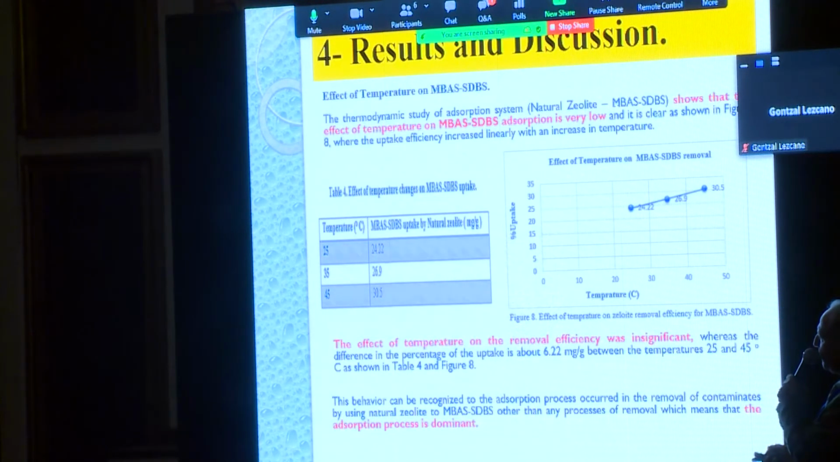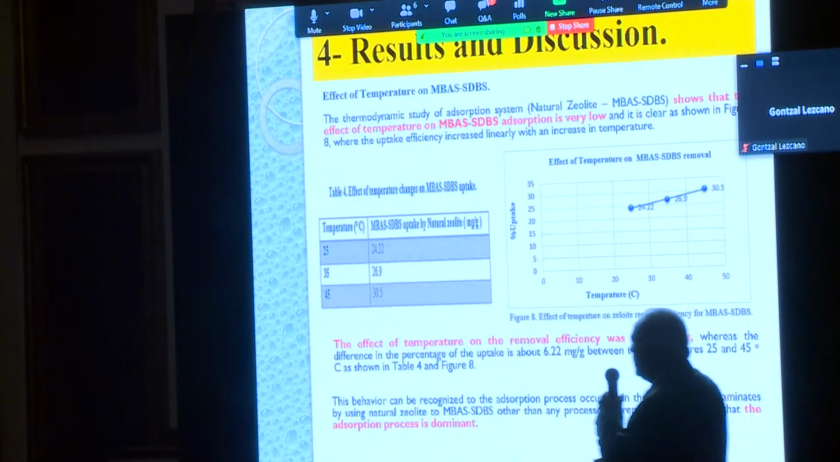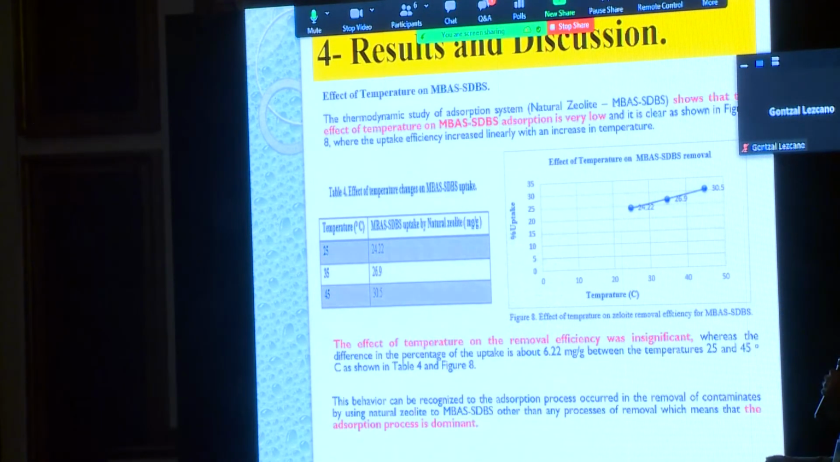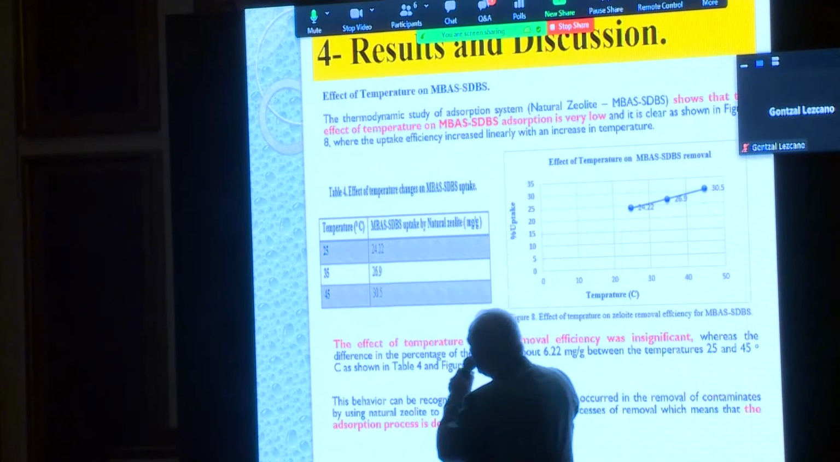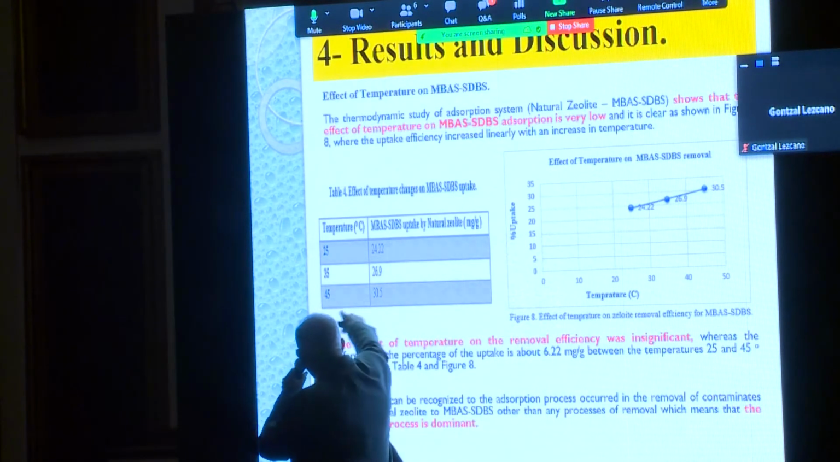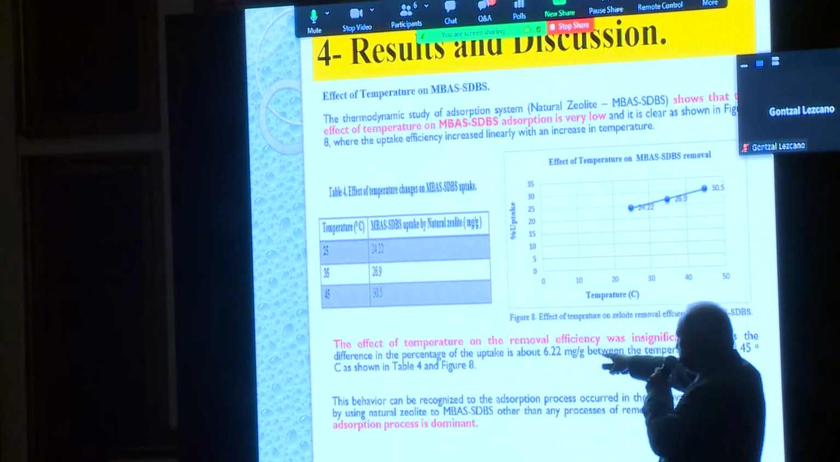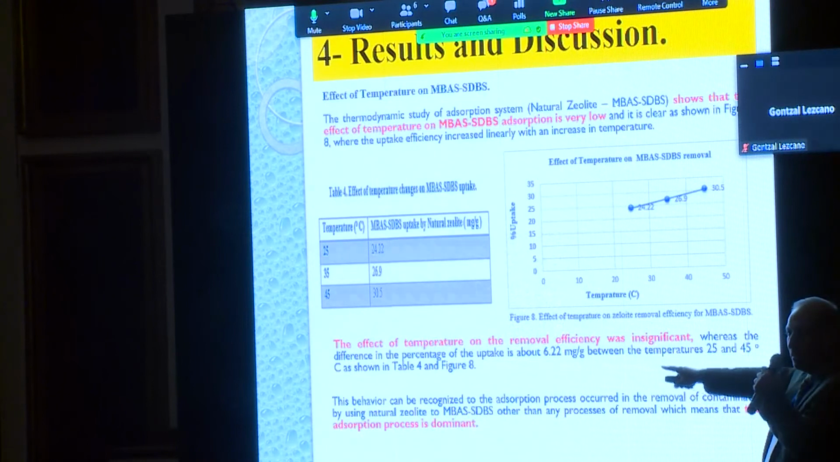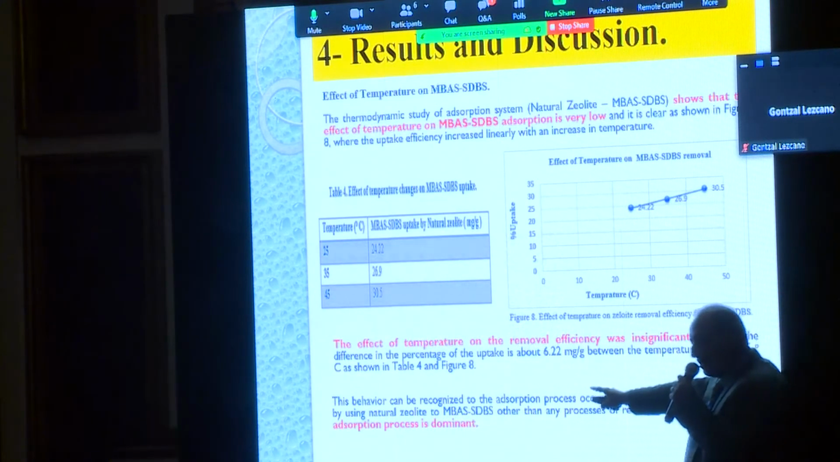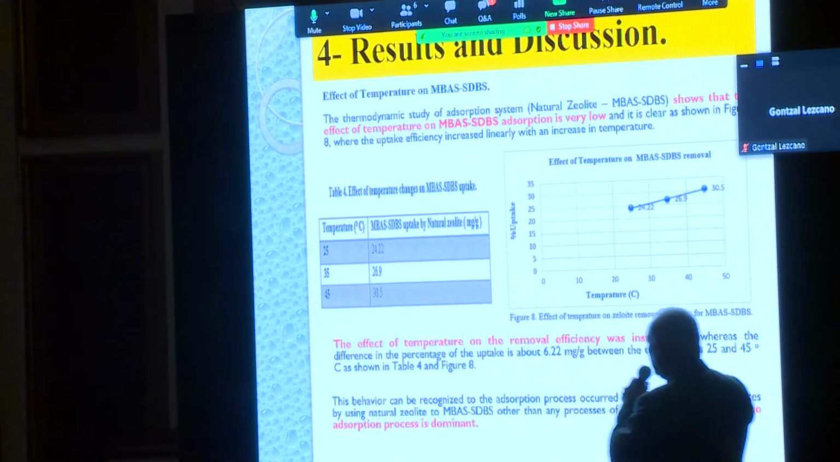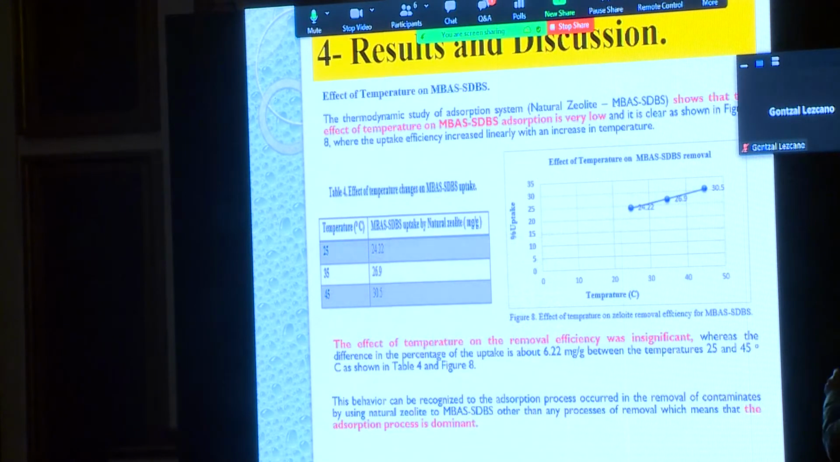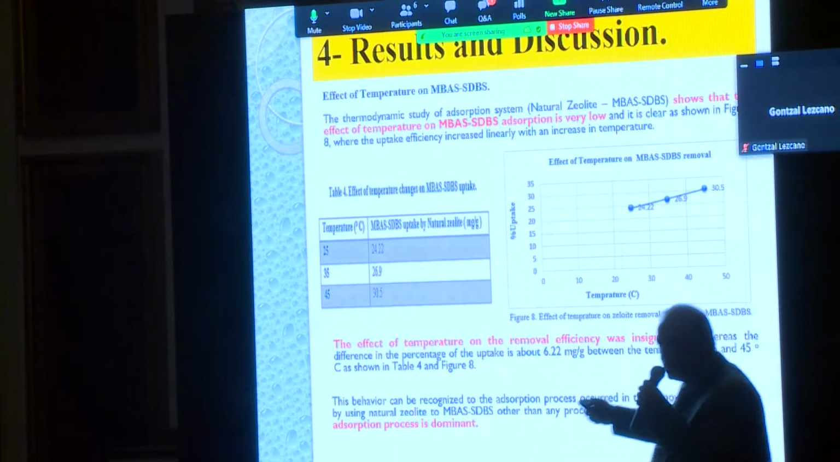Okay. The effect of temperature on the removal efficiency was insignificant, as you see in the slide. There is a minimal difference in removal between 25 degrees and 45 degrees, at about 6.22 milligram per gram, and this is the uptake capacity, not the removal efficiency. This means that the dominant removal mechanism is adsorption.